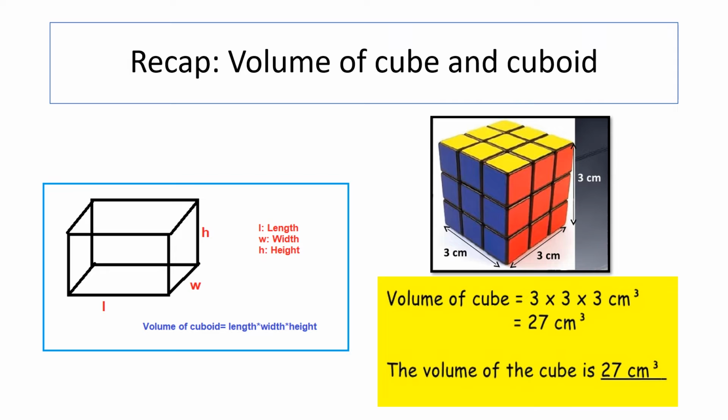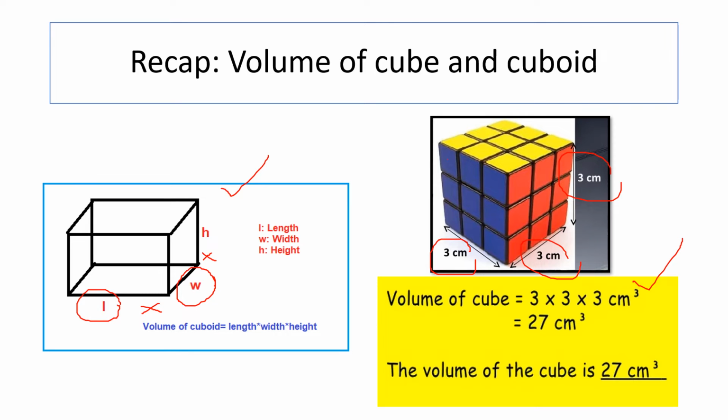So first of all, I just want to recap again last week's lesson, which is volume of cube and cuboid. As you can see here, this is the formula to find volume of cuboid, and this is the formula to find volume of cube. So volume of cuboid is definitely length times by width times by height. And same goes with the cube also, the length times by width times by height.